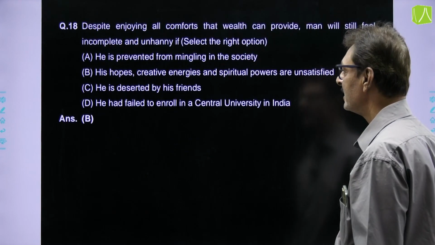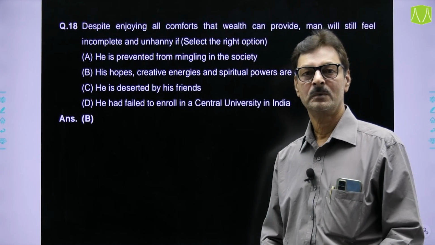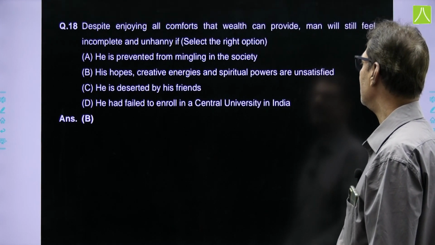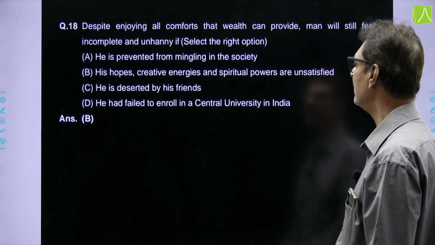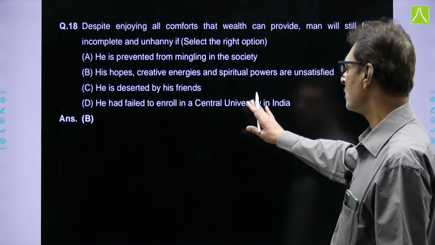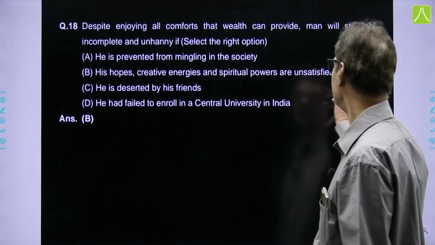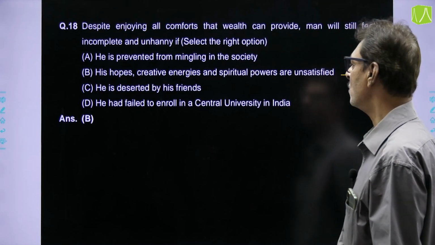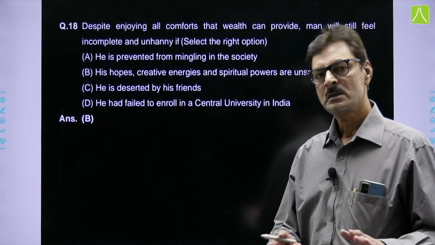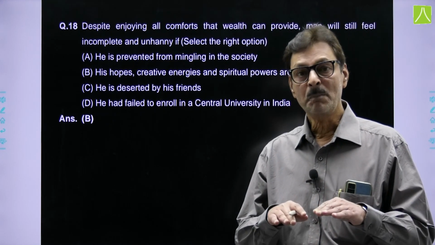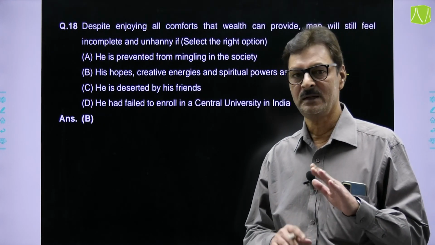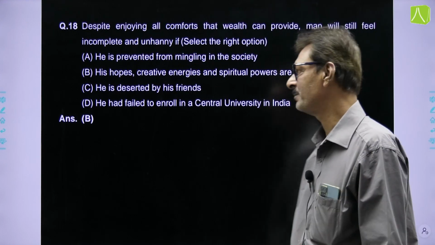And finally, the last of the question from the passages. Despite enjoying all comfort that wealth can provide, man will still feel incomplete and unhappy if 4 options are there, and the correct answer is option number B, that is, his hopes, creative energies and spiritual powers are unsatisfied. So, the paper was balanced. First passage was easy, second a bit moderate, and comparatively the third passage was difficult.